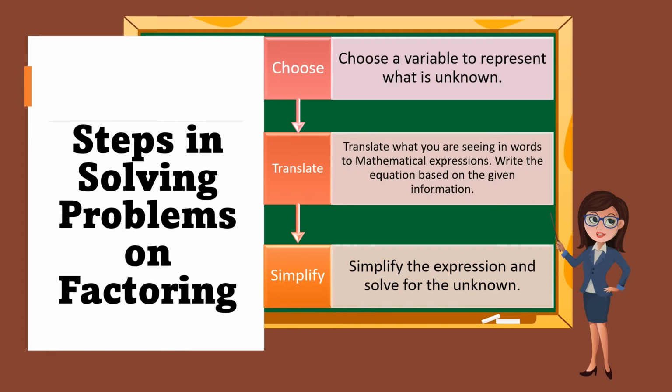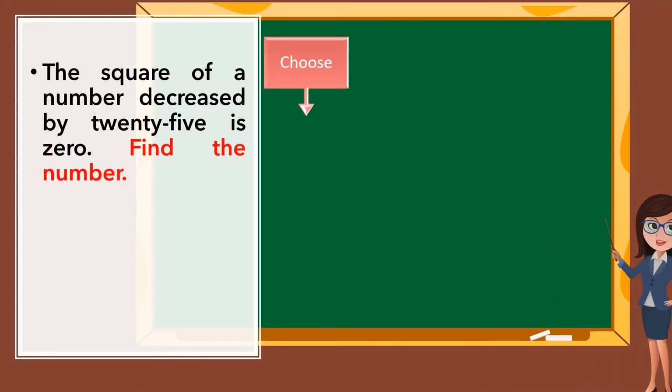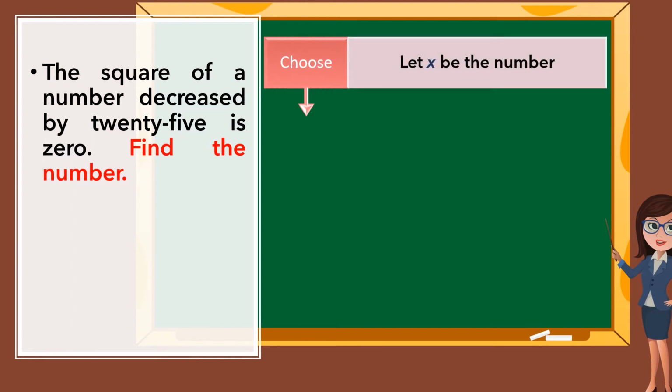To further understand, let's answer some problems. Problem number 1. The square of a number decreased by 25 is 0. Find the number. Following the different steps mentioned earlier, we have step 1. Choose a variable to represent the unknown. From the given problem, we are asked to find the number, and this number is represented by the variable x.